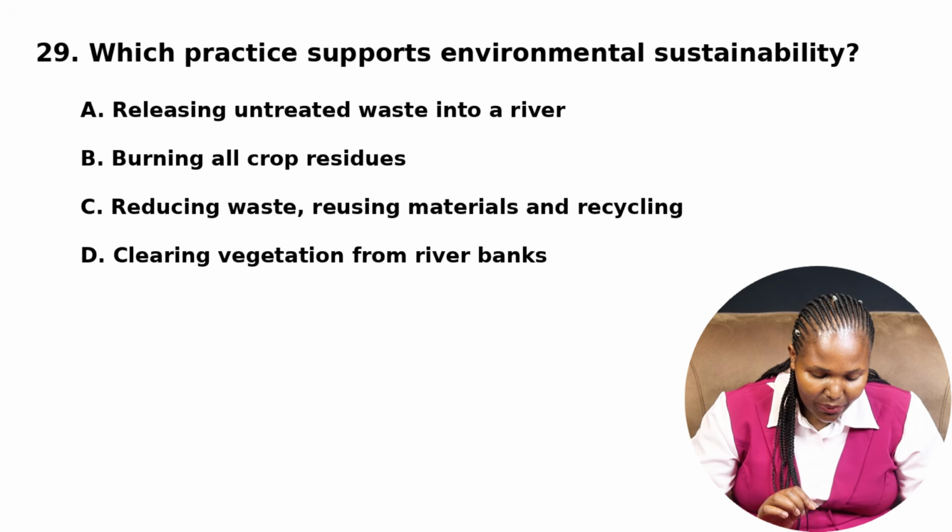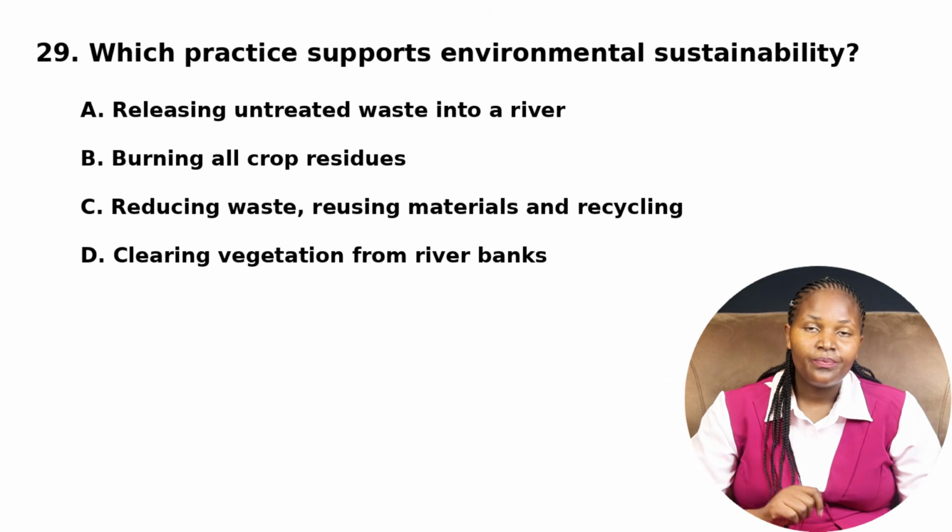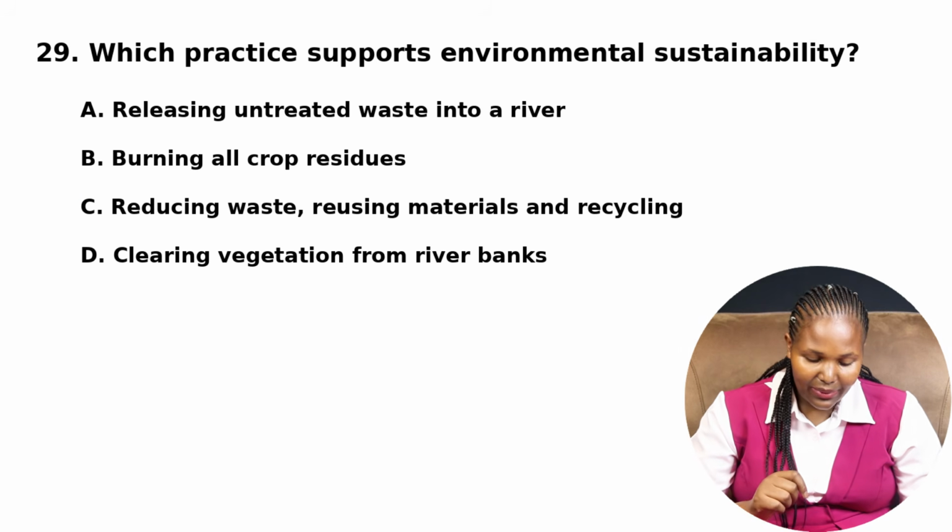Which practice supports environmental sustainability? Releasing untreated waste into a river. That is not correct. Burning all crop residues. That is not correct. We should actually leave them so that they can decompose and be used as manure in the soil. Then C, reducing waste, reusing material, and recycling. That is correct. That is going to support environmental sustainability.